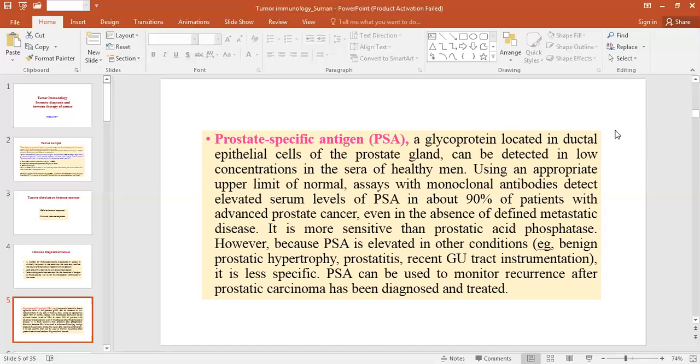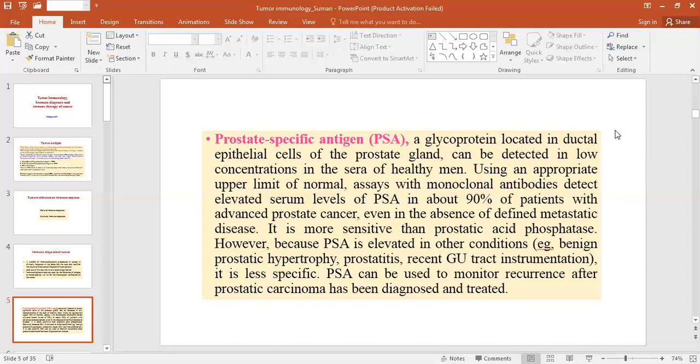So there are different types of approaches, mostly on the specific antigens, and one of the specific antigens is prostate specific antigen. It is a glycoprotein located in ductal epithelial cells of the prostate gland that can be detected in low concentration in the sera of healthy men. Using an appropriate upper limit of normal, assays with monoclonal antibodies detect elevated serum level of PSA in about 90% of patients.